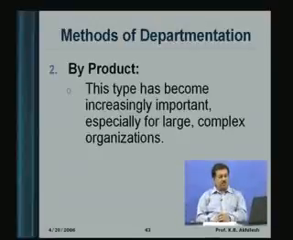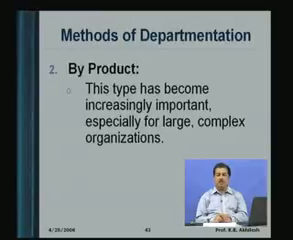The next way of seeing the organizational structure is also by product. This type has become increasingly important, and as you see, the larger complex organizations have several products. It is products in the sense, if you see a consumer product company like LG or Samsung or BPL, any of these companies, right? They would have AC, then they would have fridge, TV, then they have washing machines. So there are different products.